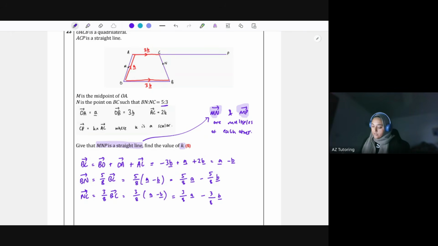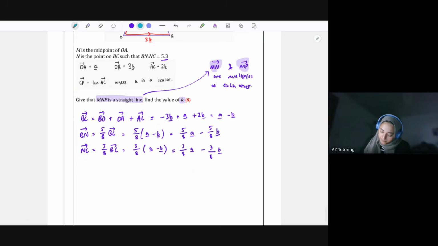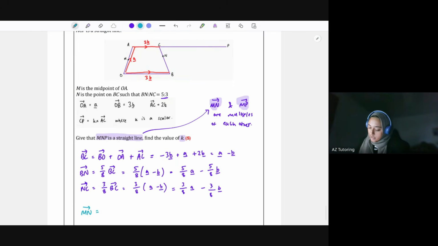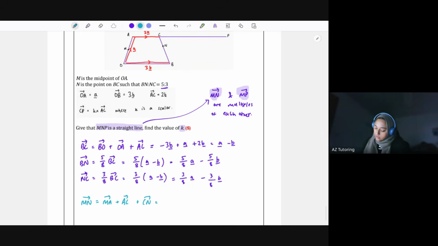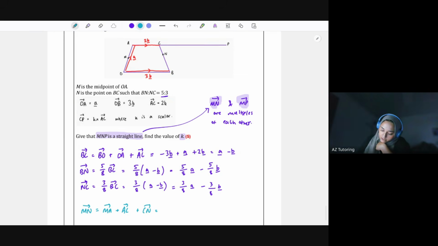So let's find MN first. I'm going to do it in a different color. So line MN, and the path that I'm going to choose to take for M to N is MA plus AC plus CN. So you can see I've ended at CN. So just to check, MA plus AC plus CN. Okay, MA, we know that M is the midpoint. So if OA is a, then MA, this little section here, because it's only half, is going to be half a.